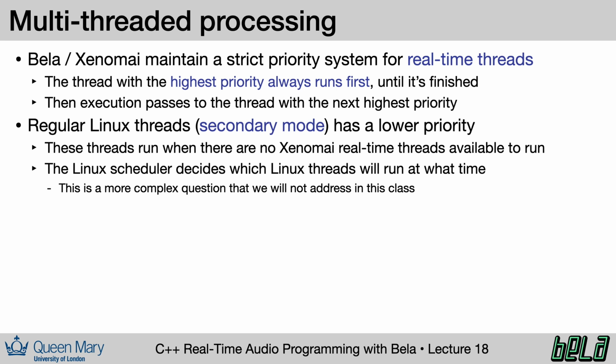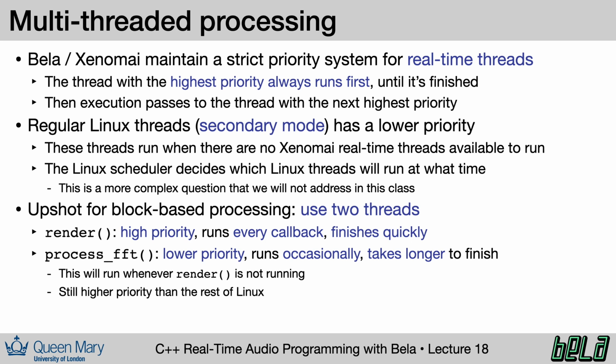All of these Xenomai threads will have a higher priority than standard Linux code, which is running in what's called secondary mode. Secondary mode threads will only run when there are no Xenomai real-time threads available to run. The Linux scheduler is responsible for determining which of these secondary mode threads runs at any time. This is a fairly complex topic and not one that we're going to talk about in this lecture.